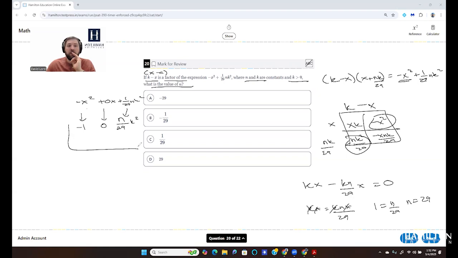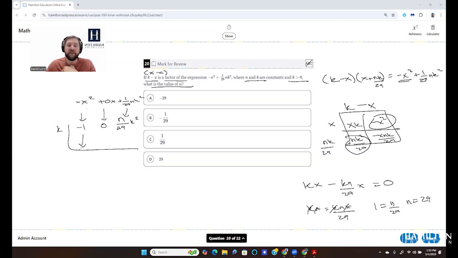Then we are dividing not by x, but by k. So the way you can always find the 0 of synthetic division is figuring out what makes it equal to 0. So put a k here. And it is a factor, so the remainder must be 0.